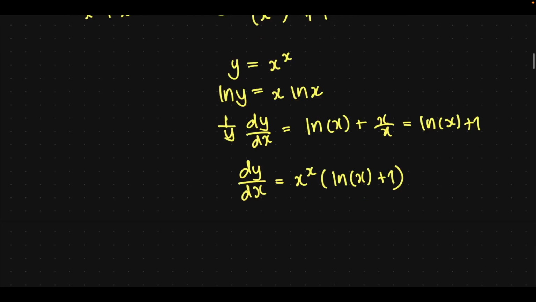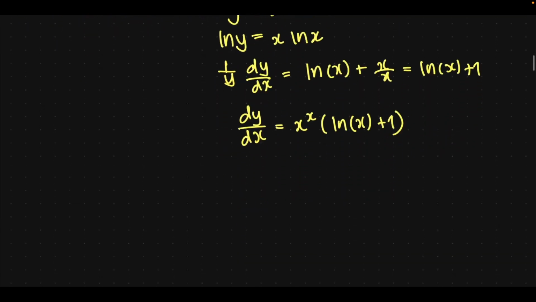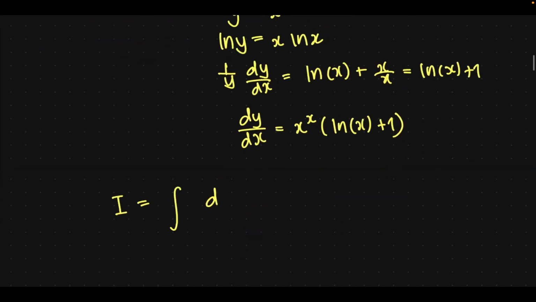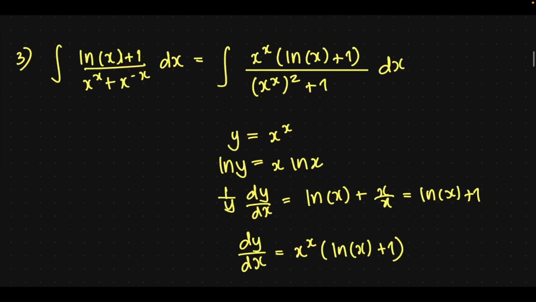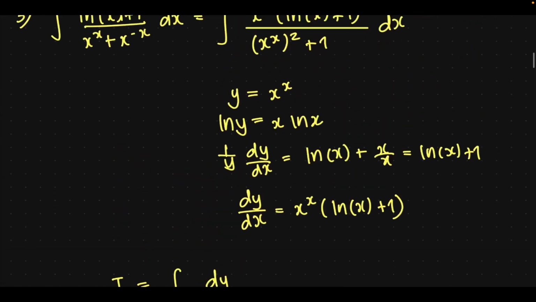So when we do that substitution, dy is just this factor, and that's nice because now we can integrate. So I will just be dy, that entire factor in the numerator, and we have y squared plus 1 because y was x to the x. So we just have y squared plus 1.